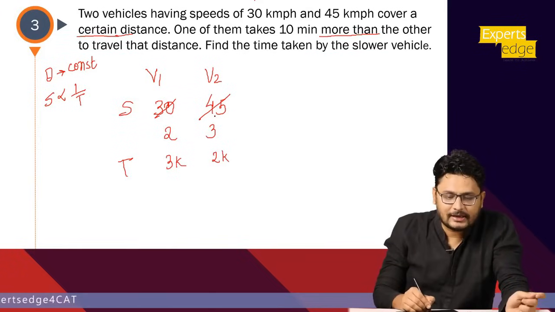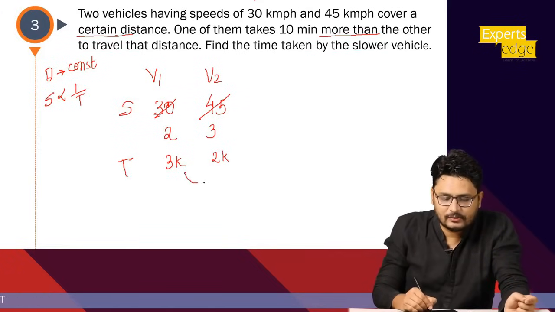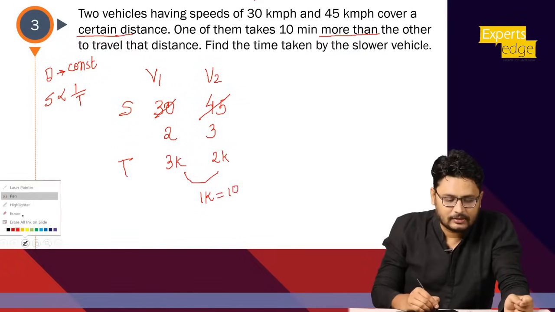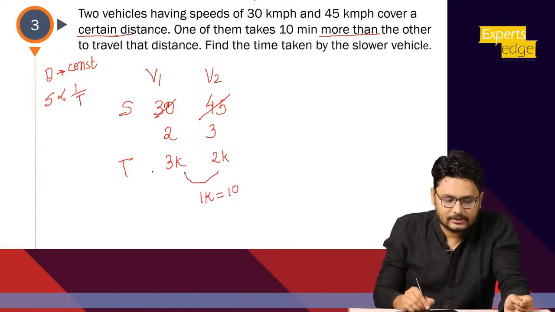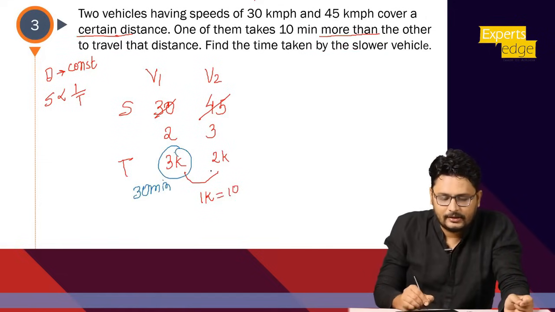10 minutes more, that means nothing but the difference. One of them takes 10 minutes more. So what is this difference? 1k more indicates nothing but the difference. 1k has to be 10. So what does this mean? कि vehicle 1 को लगेगा 3k, that is 3 into 10, 30 minutes, and 2k means 20 minutes. So what should be my answer?